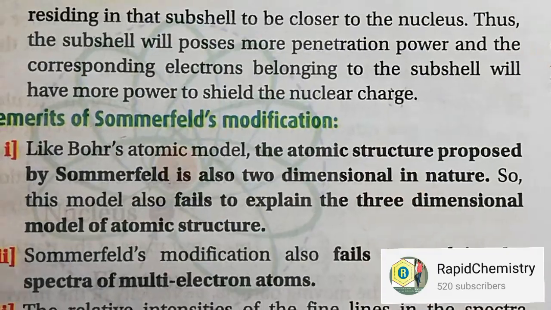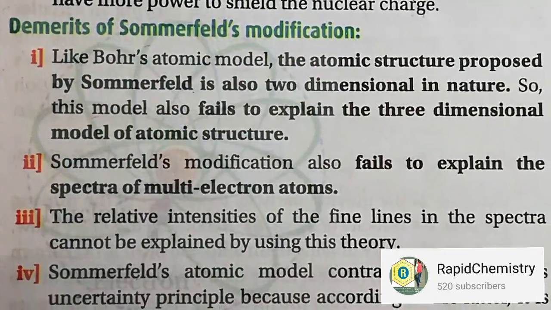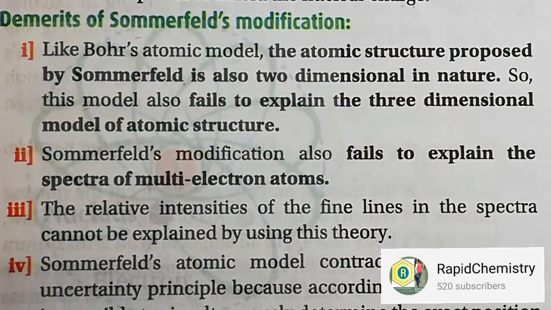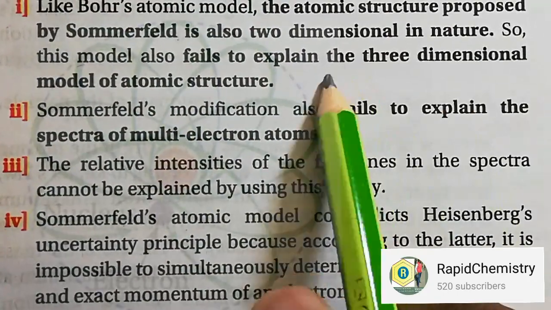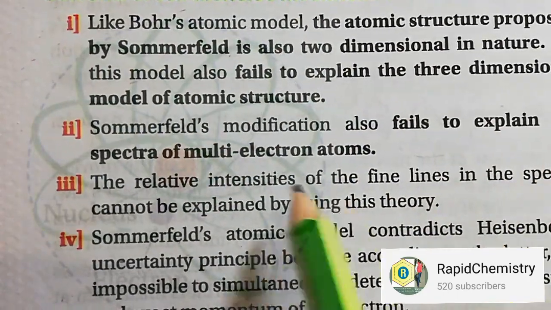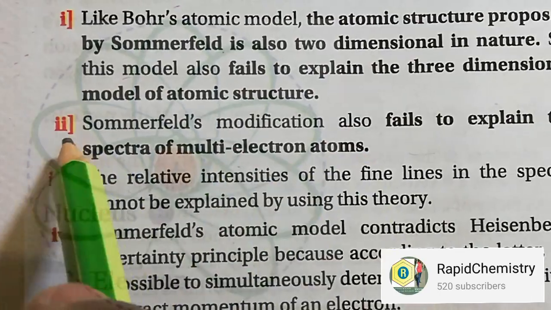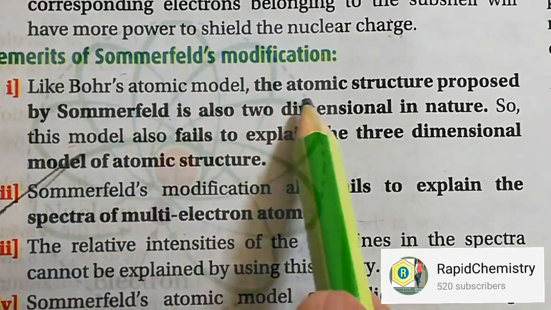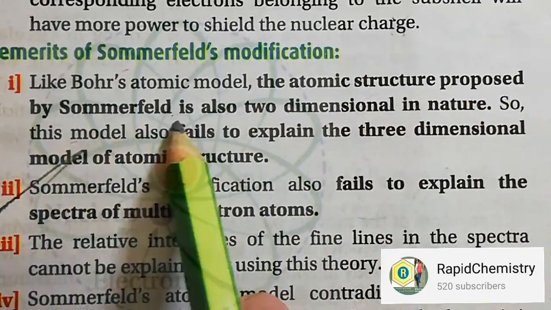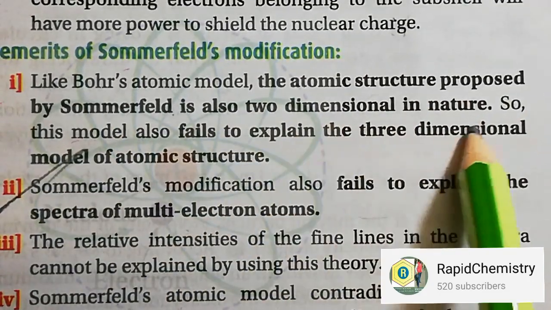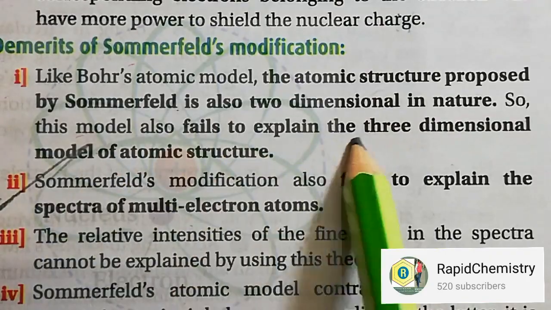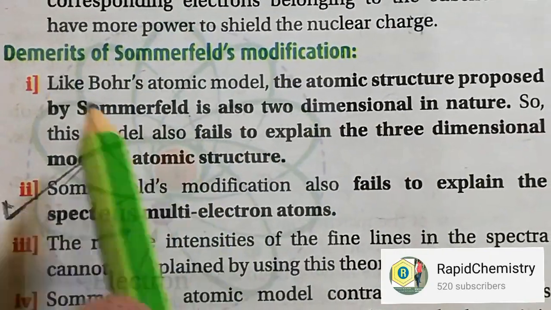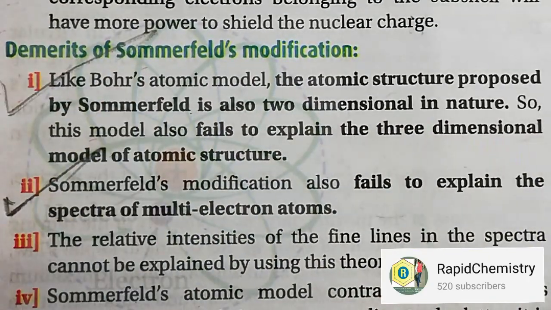Very important point. And there are some demerits of Sommerfeld's modification also. Sommerfeld's modification failed to explain the spectra of multi-electron atoms. Like Bohr's atomic model, the atomic structure proposed by Sommerfeld is also two-dimensional in nature. So this model also fails to explain the three-dimensional model of atomic structure.